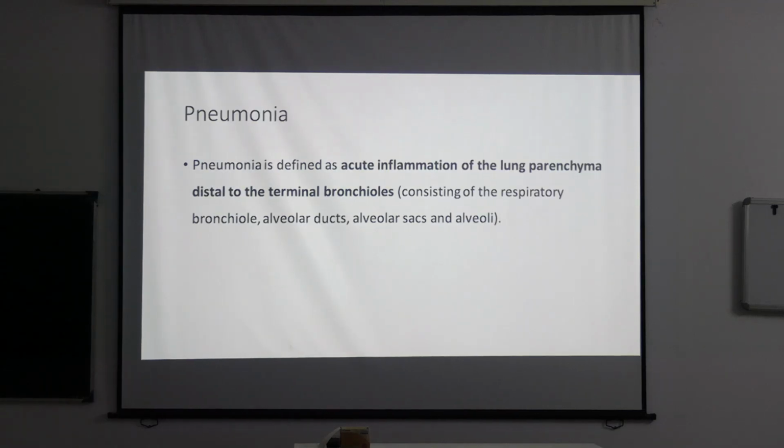Now, pneumonia. Pneumonia is defined as acute inflammation of the lung parenchyma distal to the terminal bronchioles, consisting of respiratory bronchioles, alveolar ducts, alveolar sacs, and alveoli. The two commonest causes of consolidation are pneumonia, that is lobar pneumonia, and bronchogenic carcinoma. First is pneumonia.